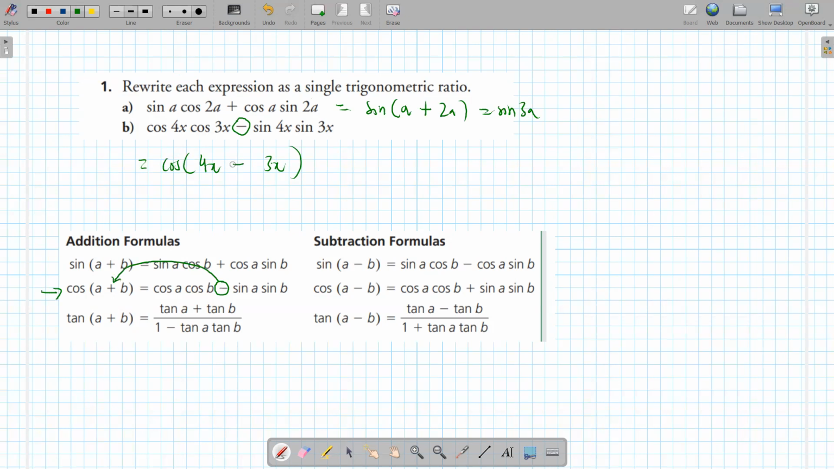So it's actually plus. Cosine is the opposite. If there's a plus here, then when you combine them, it becomes a minus. And if there's a minus, when you combine them, it becomes a plus. So it becomes cosine of 7x, and you're done. Okay? That's it.